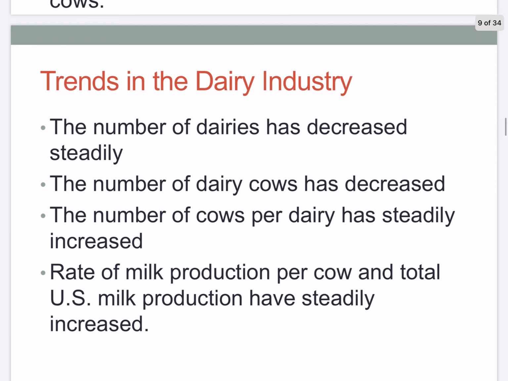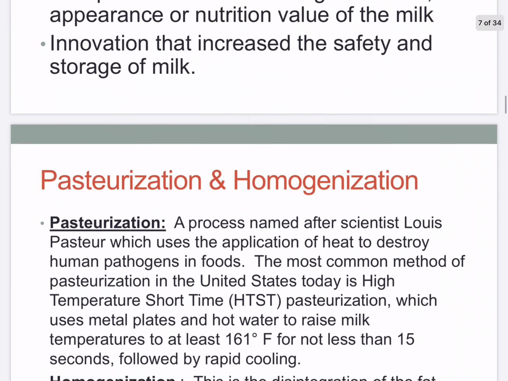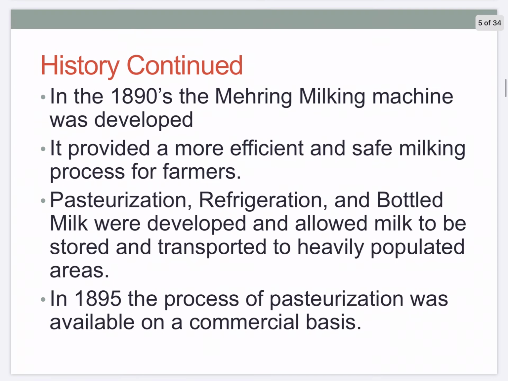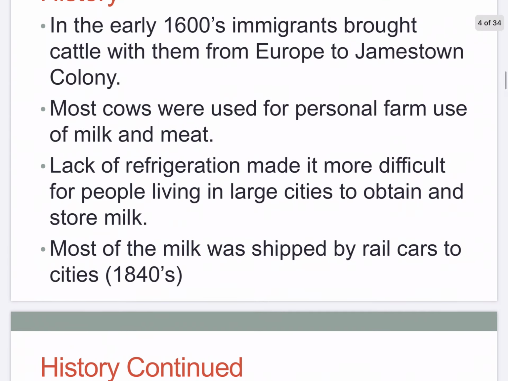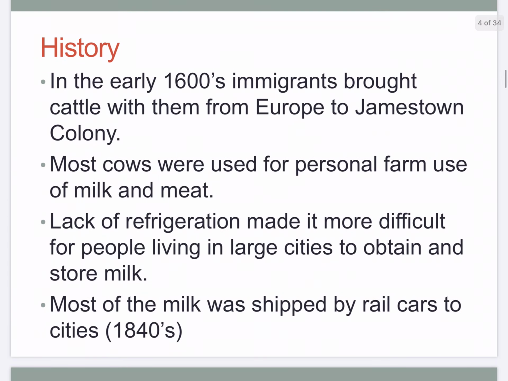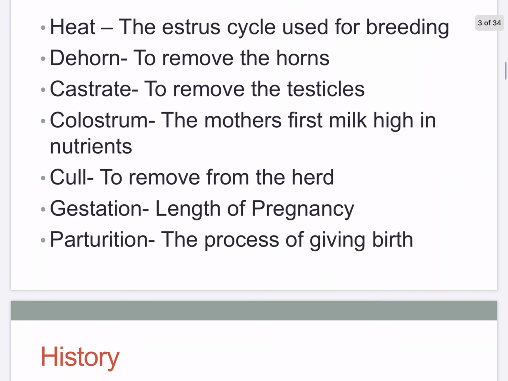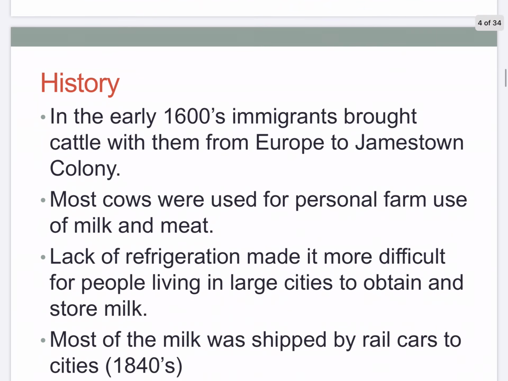Because I believe that is false, but you know what? You guys can go through your notes. So you look at your history, okay? It says in the early 1600s, immigrants brought cattle with them from Europe to Jamestown colony. So it's the wrong century. It was the 1600s, not the 1500s.